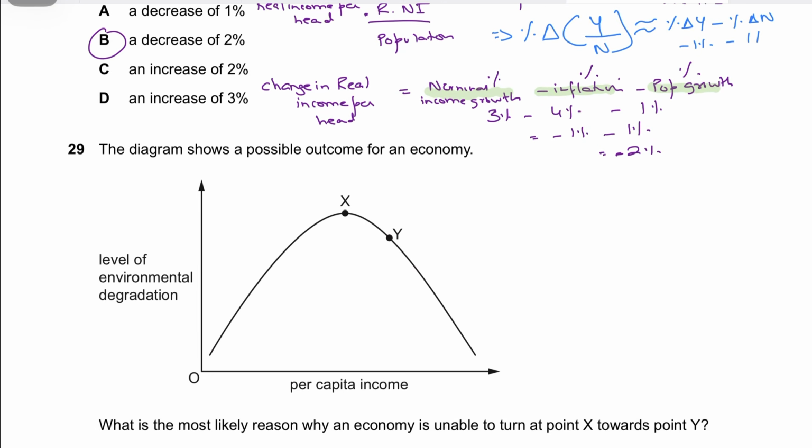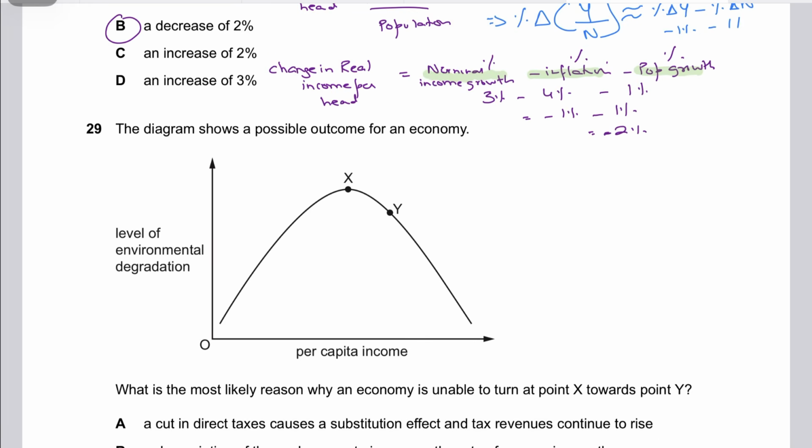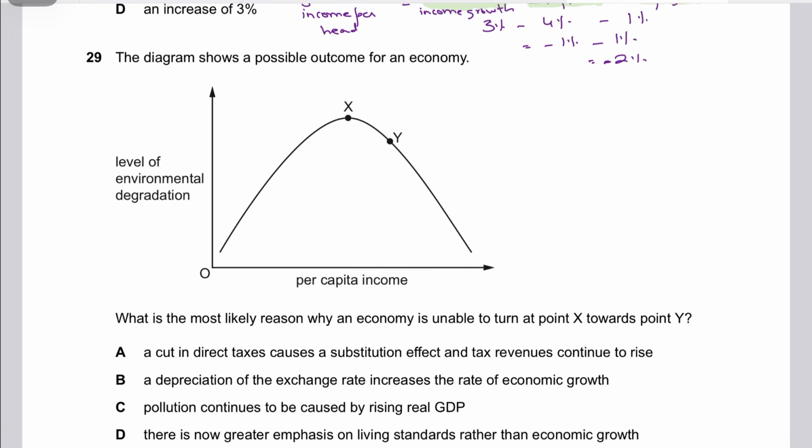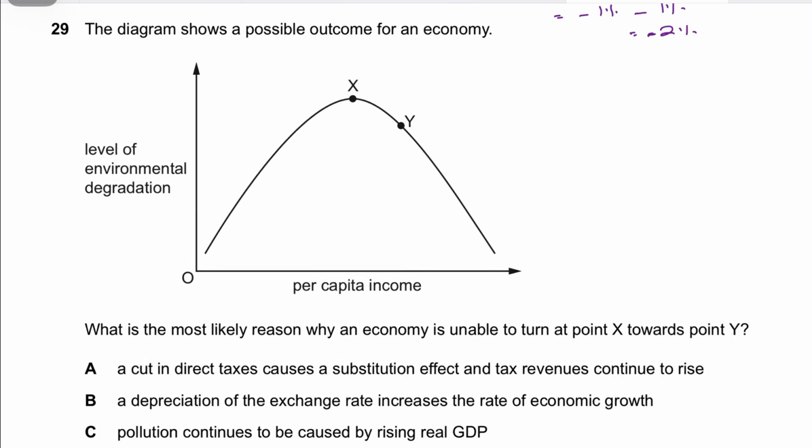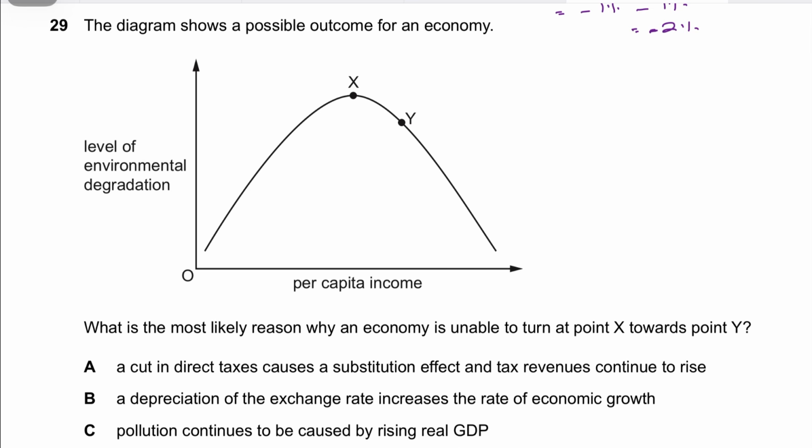Question number 29 says the diagram shows a possible outcome for an economy. Now you have this environmental Kuznets curve that is given. What is the most likely reason why an economy is unable to turn at a point X towards point Y? For the environmental Kuznets curve, remember, the horizontal axis shows per capita income and the vertical axis measures environmental degradation. It's telling us that in the early development phase, when per capita GDP is low and initially increasing, the level of environmental degradation or pollution is rising. But eventually a turning point is reached, which is X.